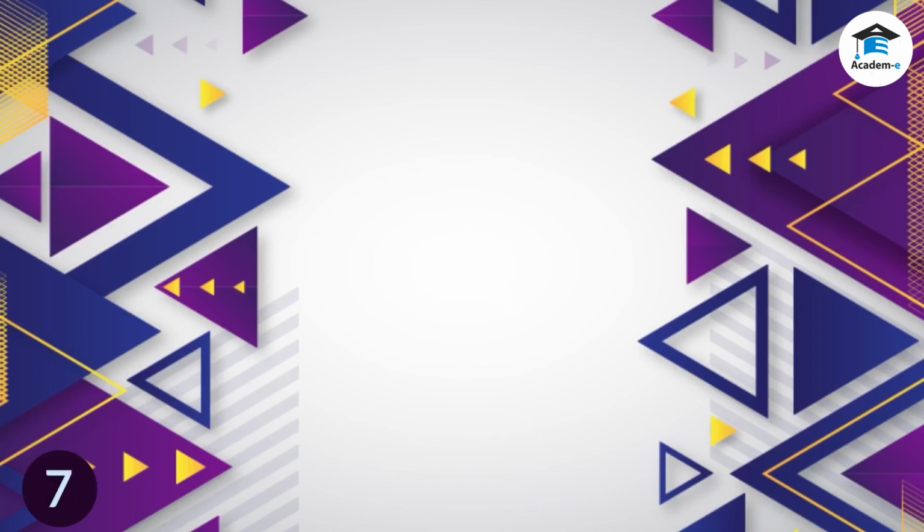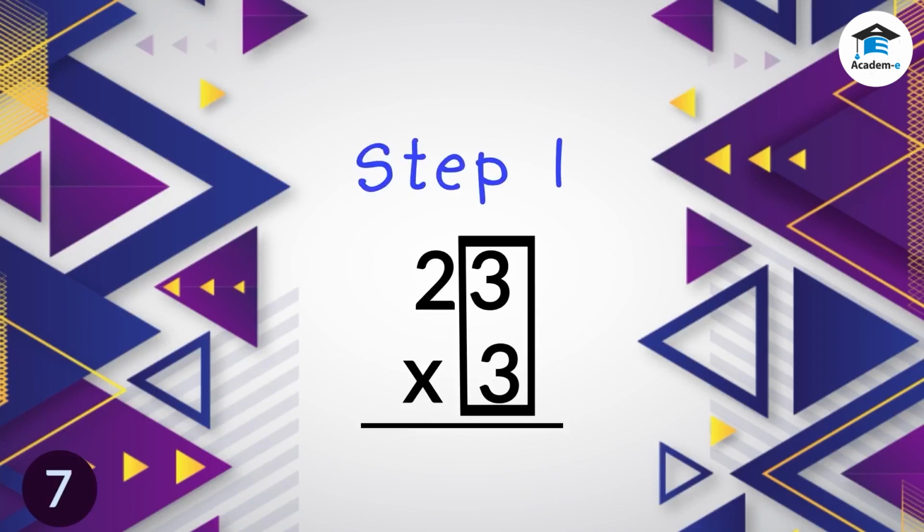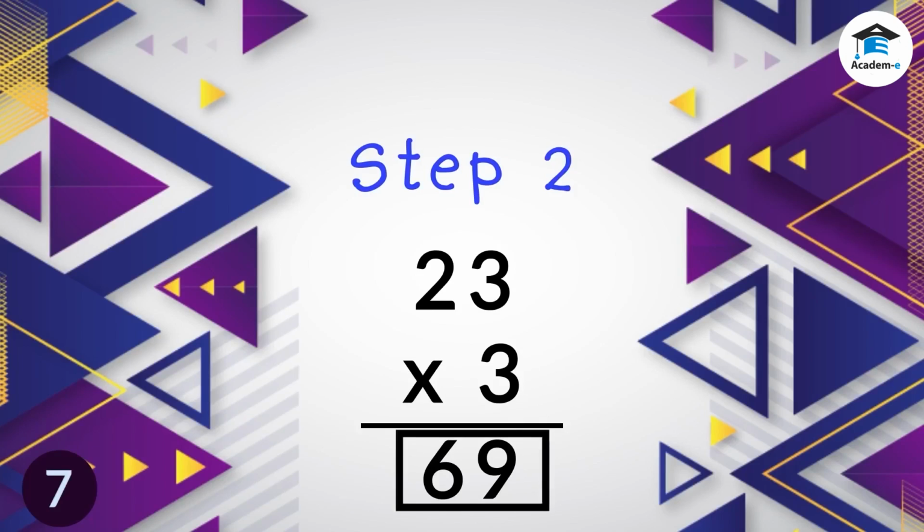Here's our second example. Let's find the product of 23 and 3. Step 1. Multiply the ones by 3. 3 times 3 is equal to 9. Step 2. Multiply the tens by 3. 2 times 3 is equal to 6. When we multiply 23 and 3, we get the product of 69.